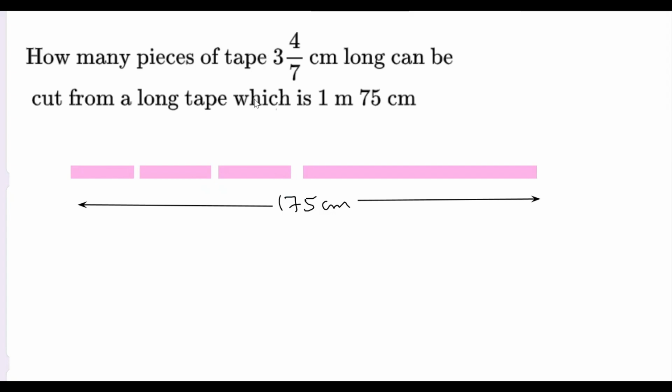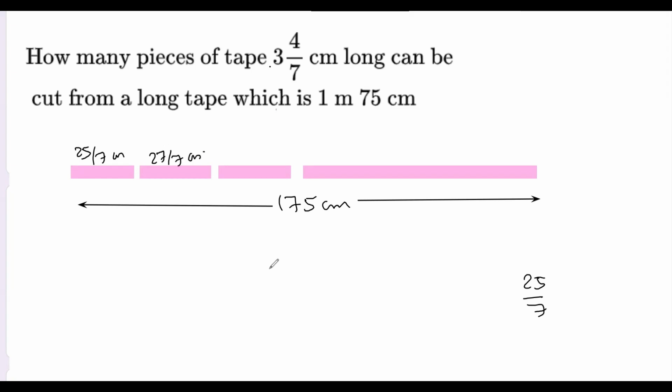Each piece, as you can see over here, is 3/7 over 5. On reducing this into an improper fraction, 7 into 3 is 21, plus 4, that's 25 over 7 centimeter. So each piece is 25 over 7 centimeter.